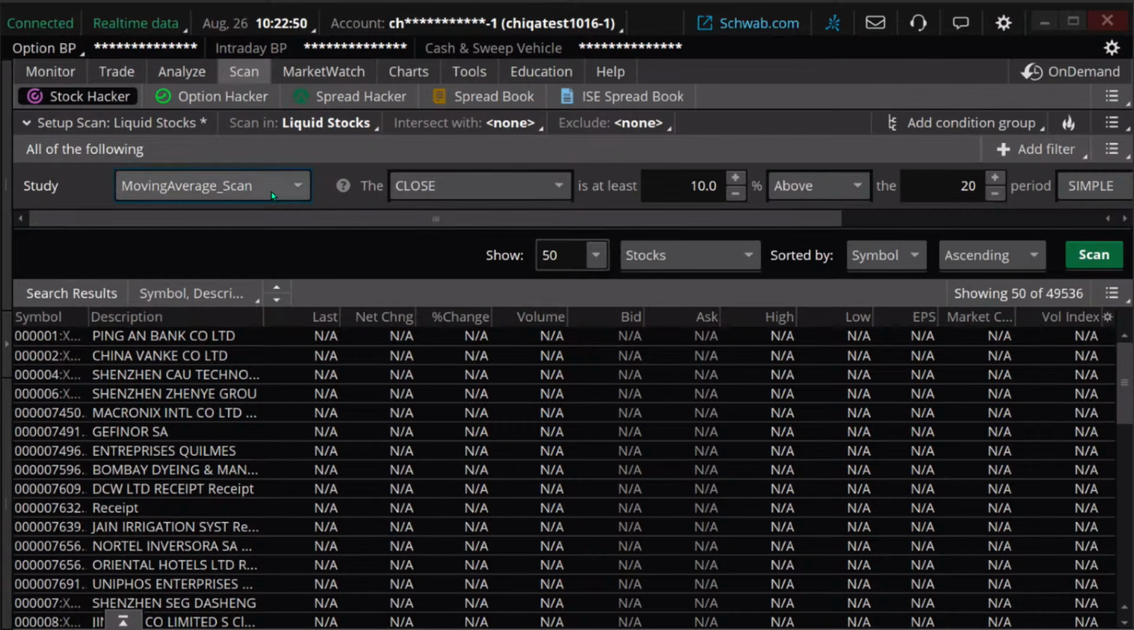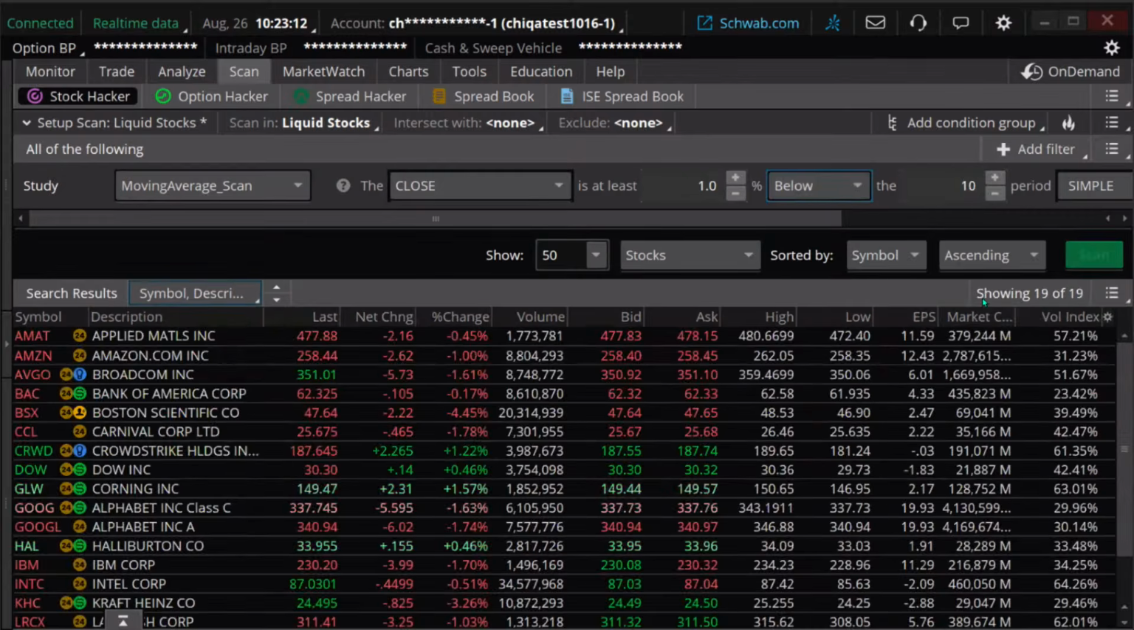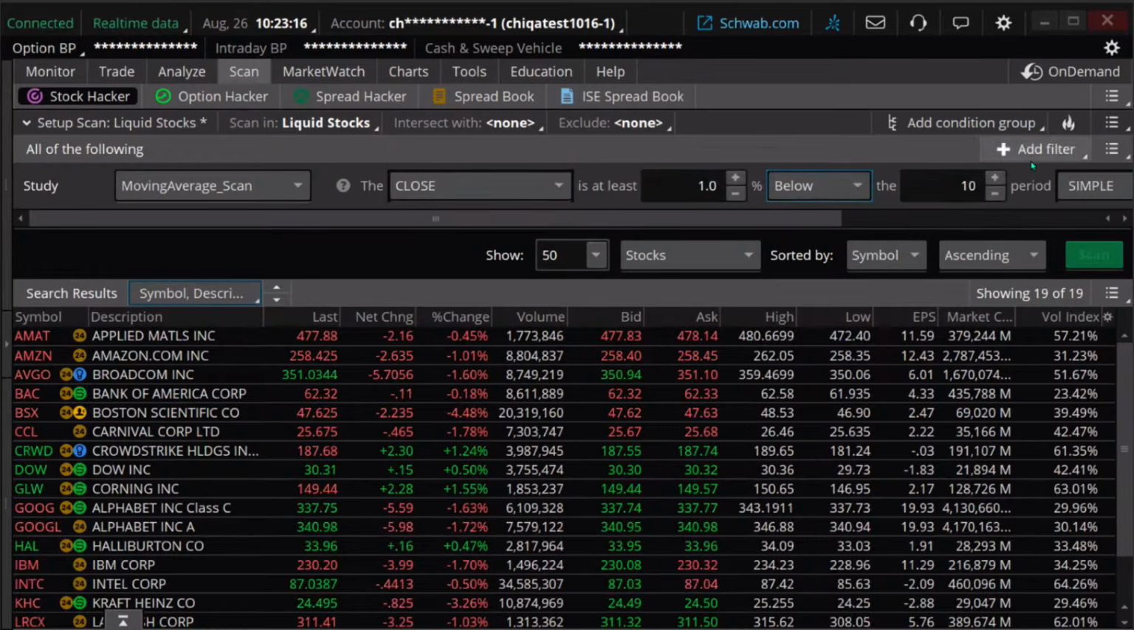Okay. Remember that watch list? We did below the 10 or above the 10 and the 30. Well, let's do a scan. Moving average scan. The close is at least, and I'm going to just make this 1% below, and we're going to make that the 10-day simple moving average, okay? Now I can click on scan, and it's going to give me 19 results. Well, we'll narrow it down a little more, because we're going to add in some other filters.